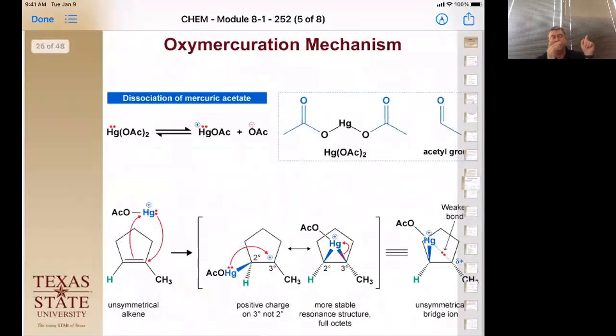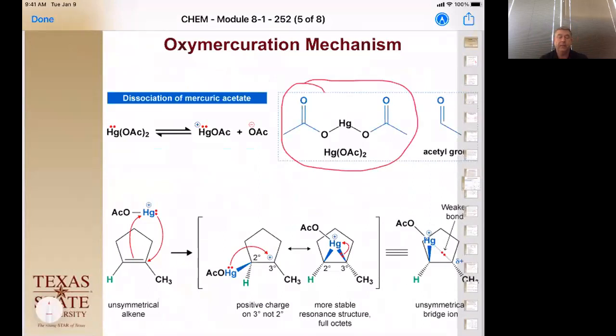Well, let's do it through the mechanism first. So what's going to happen is our mercury is going to form this complex where it has two acetates on either side of this oxygenated mercury, right here. And then one of these groups is going to leave right here, giving us a positive charge on our mercury. Now our nucleophile is our alkene, and our electrophile is that positively charged mercury.